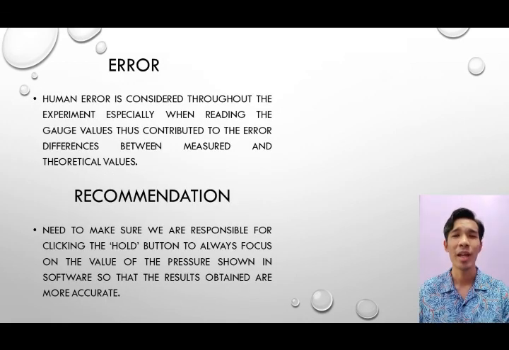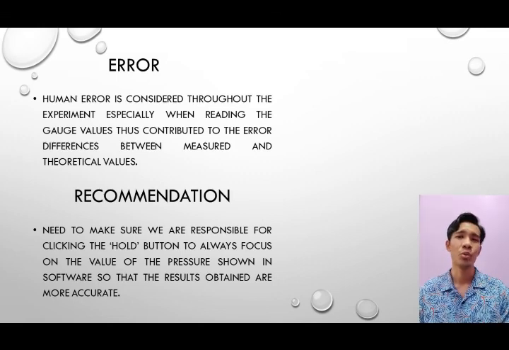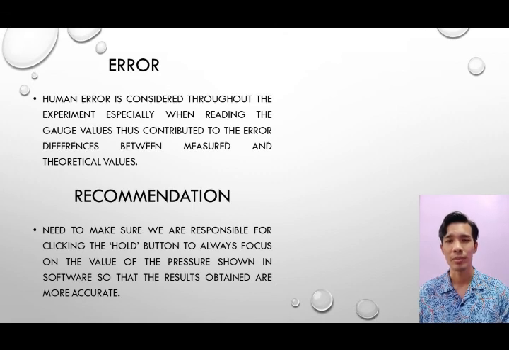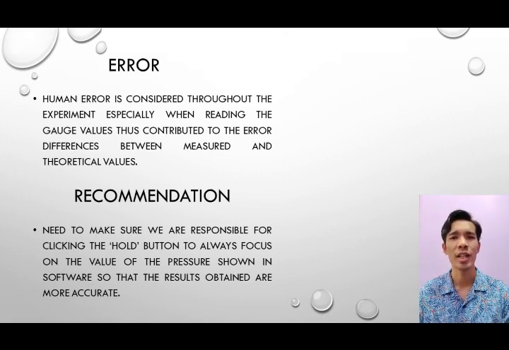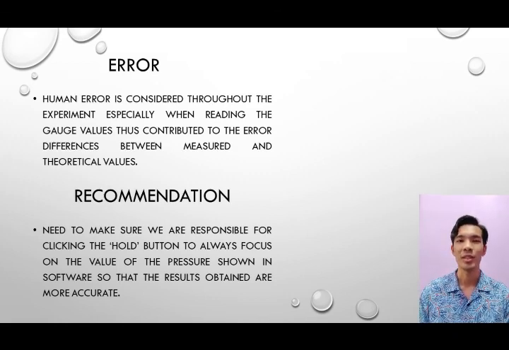Throughout the experiment, human error and equipment error are taken into account. Human error occurred when reading the gauge values, thus contributing to the differences between measured and theoretical values. Our recommendation to minimize this error is to make sure that the people responsible for clicking the hold button always focus on the value of the pressure shown in the software, so that the results obtained are more accurate. That's all from me. Thank you.